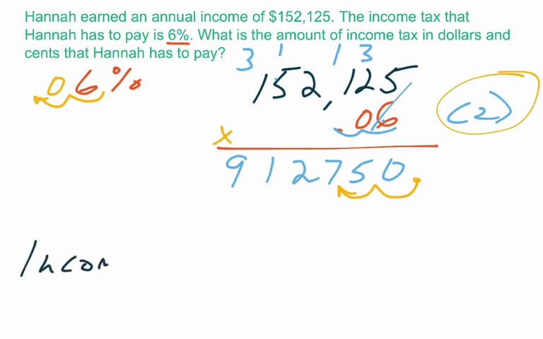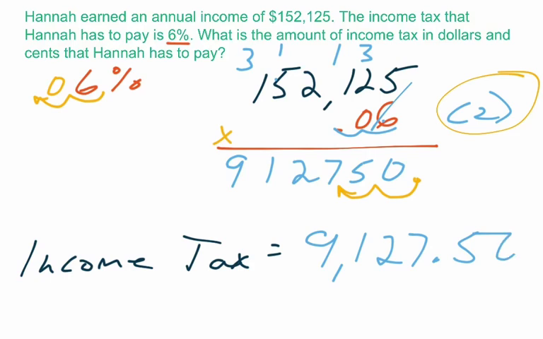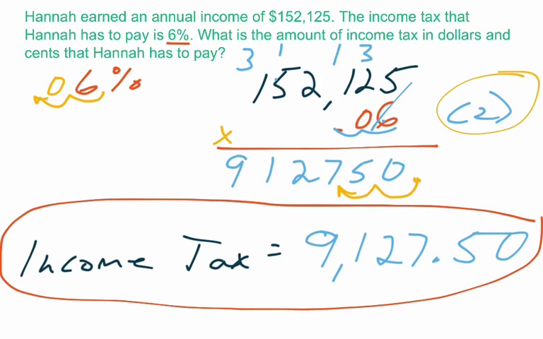So the total amount in income tax that Hannah has to pay on her income is $9,127.50. So she made $152,000 and a little over that in a year. She's going to have to pay this much in income tax to the government, due in a year. So that's how you can solve for calculating income tax.